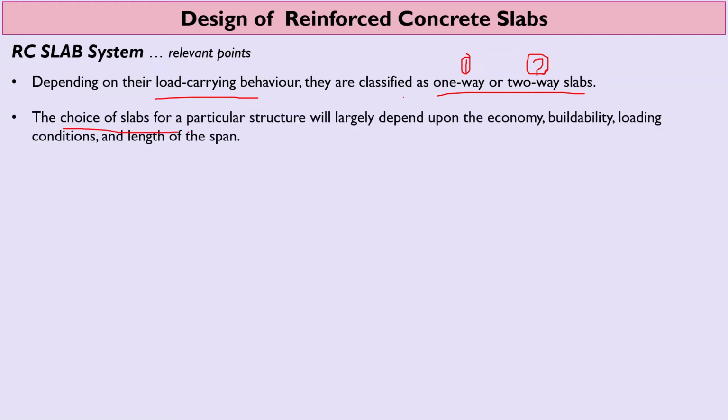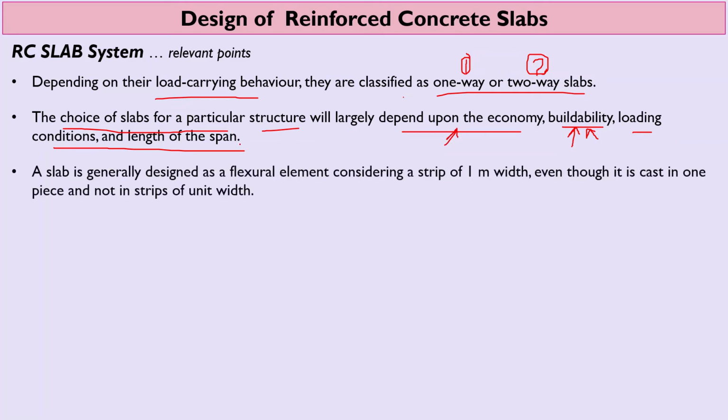And the choice of slab for a particular structure will be largely dependent upon the economy. That means economy and consideration, and it depends upon buildability, that is, how easily you can build and what will be the methodology of construction, and loading condition as well as length of the span. So accordingly, we have to decide what type of slab we can take into practice based on all these parameters.